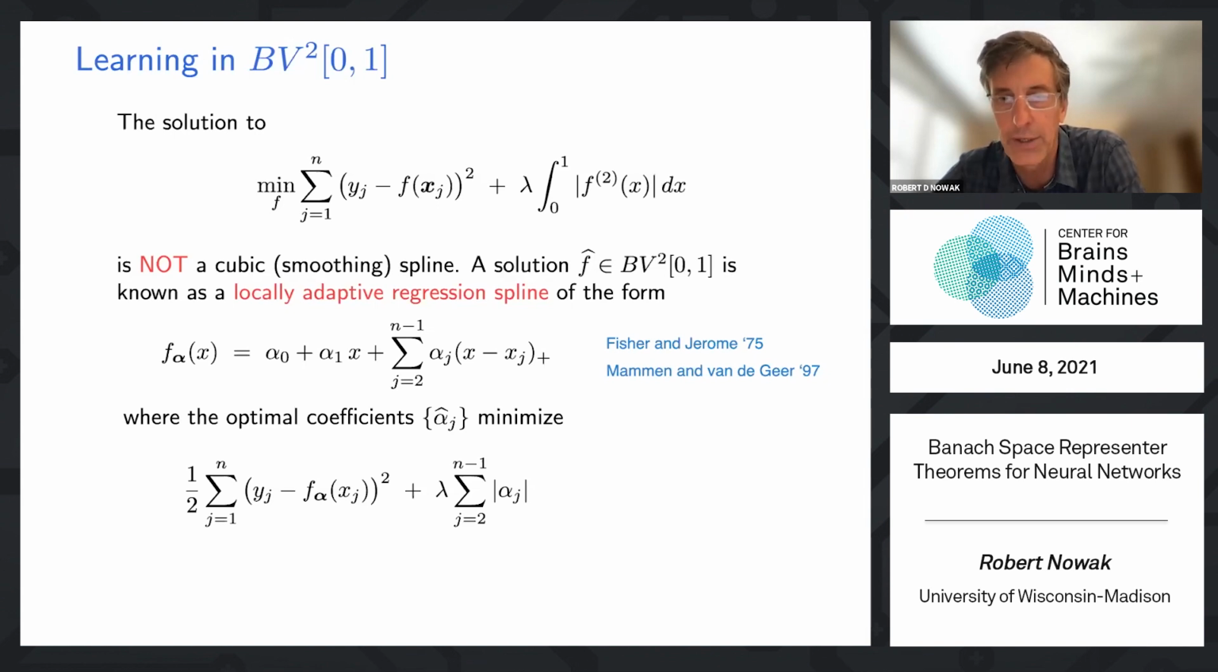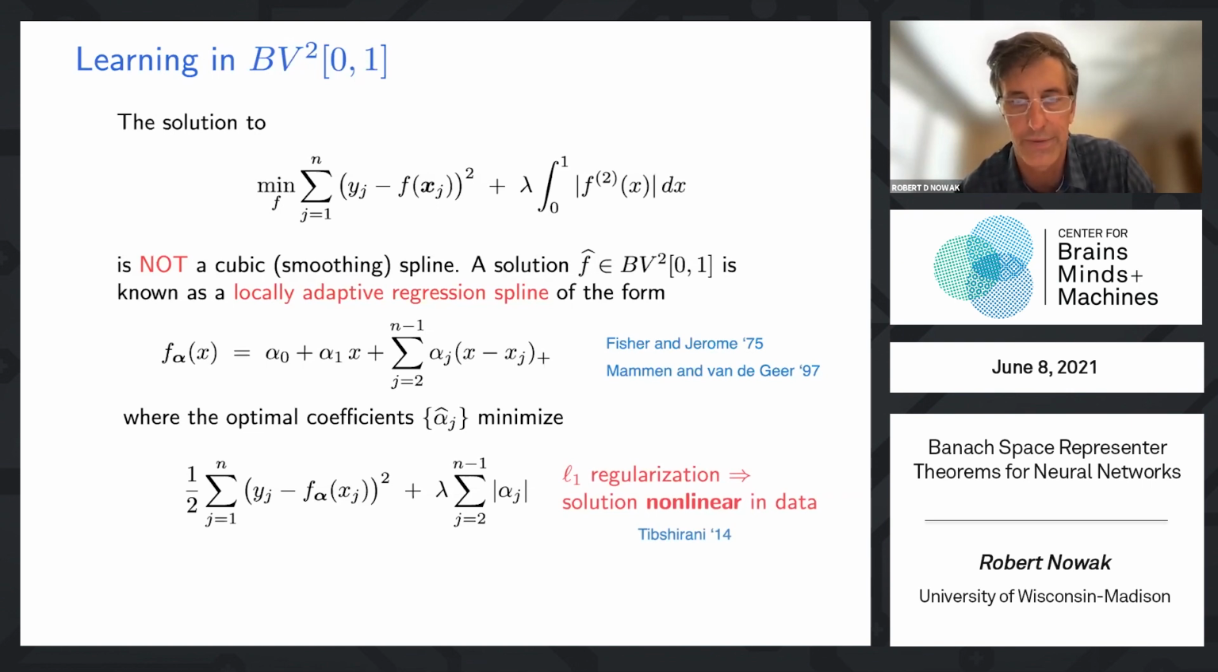This kind of spline goes back to some classic work of Fisher and Jerome, who were looking at L1 regularization in splines. And then Mammen and van de Geer developed the full statistical theory for these methods in '97. One really interesting fact that was fleshed out by Ryan Tibshirani not too long ago is that you can recast this whole locally adaptive regression spline as what we would call a lasso optimization. You take that parametric form f sub alpha that I have above, and then you choose the parameters alpha so that you fit the data plus a regularization term, which is just the L1 norm of those alpha coefficients. That is one way to solve for this locally adaptive regression spline.